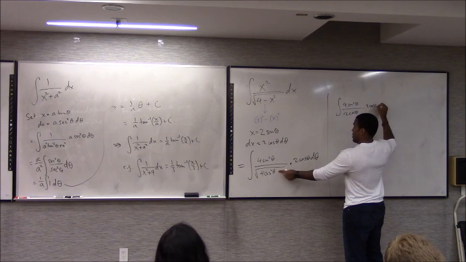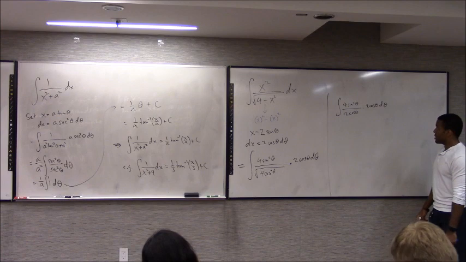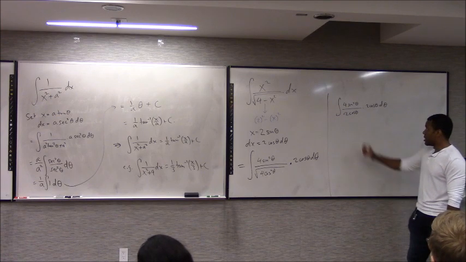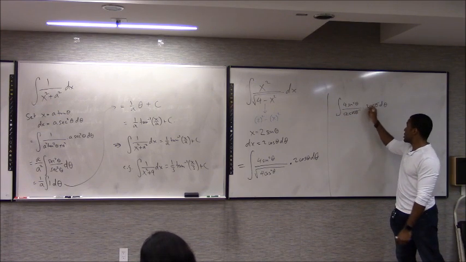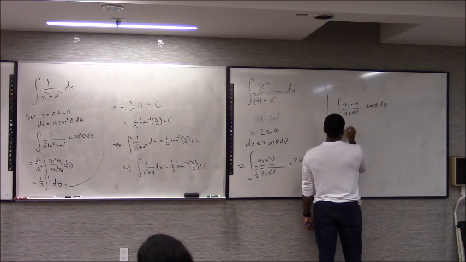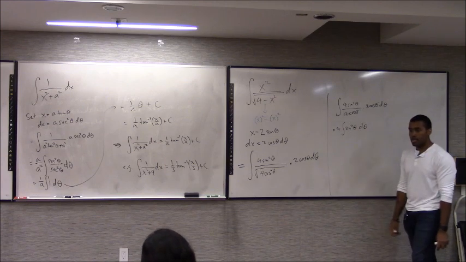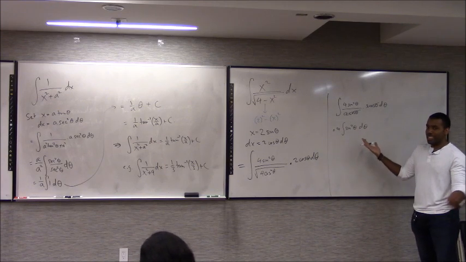Times 2 cosine theta d theta. So that's what you get. Now what happens is that this one actually kills that one. And now we end up with the integral of 4 sine squared theta d theta. But hey, we learned how to integrate that today.